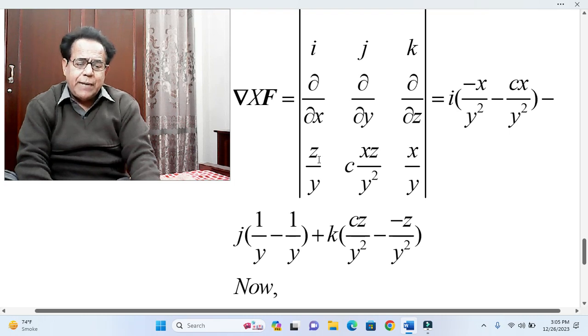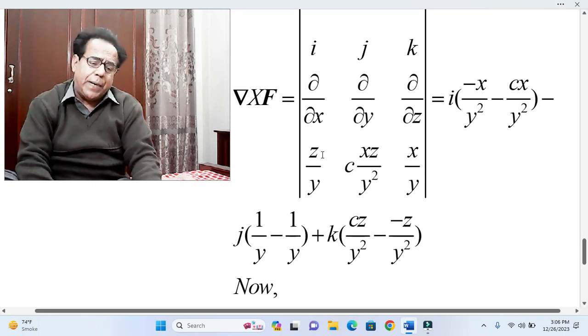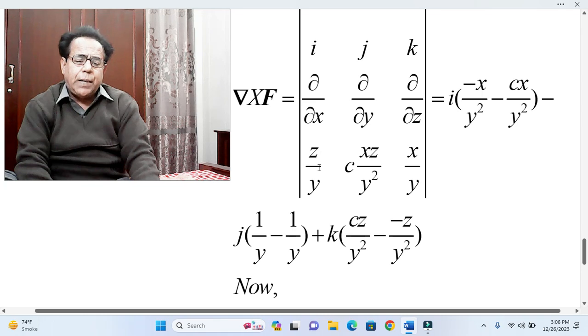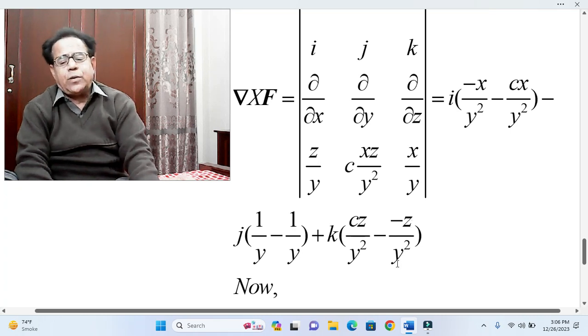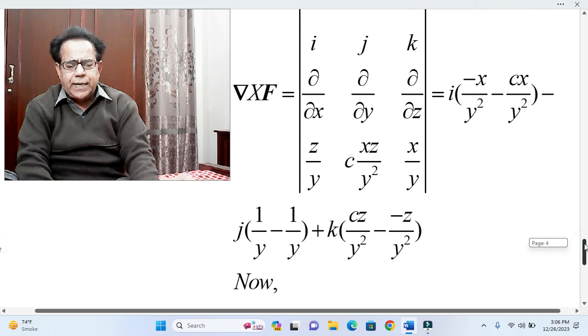Here it can be written as z into y raised to the power minus 1. So when we take a partial derivative with respect to y, that power minus 1 will become a multiplying minus 1. So it will become minus z y raised to the power minus 2, that is minus z over y square. Okay, quite clear. All the results have been verified.